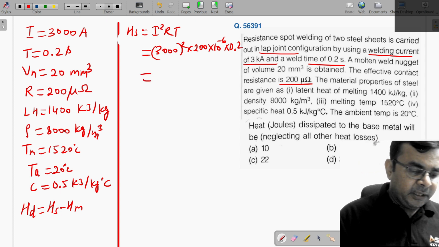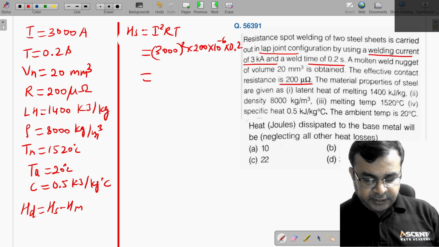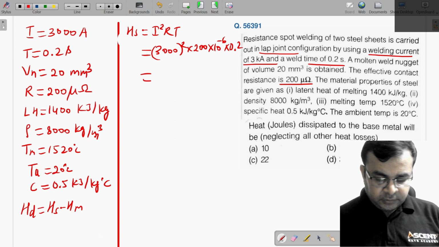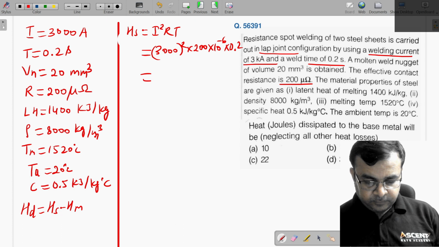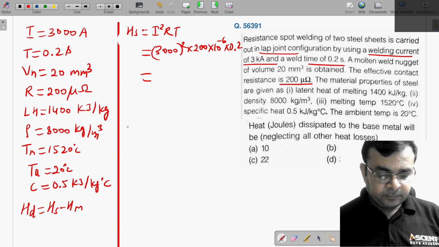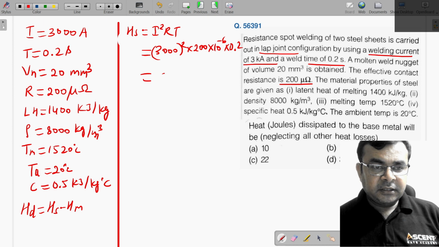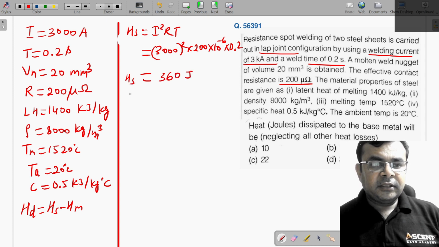So if you multiply this, then here we get 3000 squared into 200, 1800 into 0.2. So it will be 360 joule. This is the heat supply.